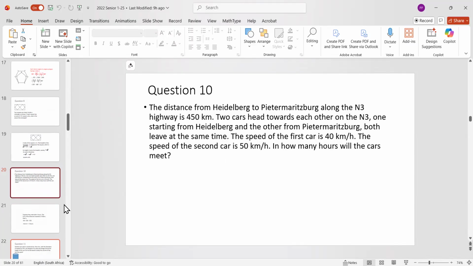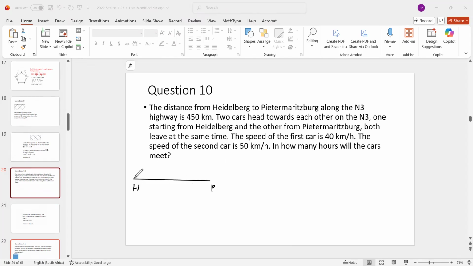The distance from Heidelberg to Pietermaritzburg along the N3 highway is 450 kilometers. Okay, so you got 2 towns here. You don't really have to know much about those towns. You can draw a little diagram. And at one end, you put H for Heidelberg, and the other one is Pietermaritzburg.